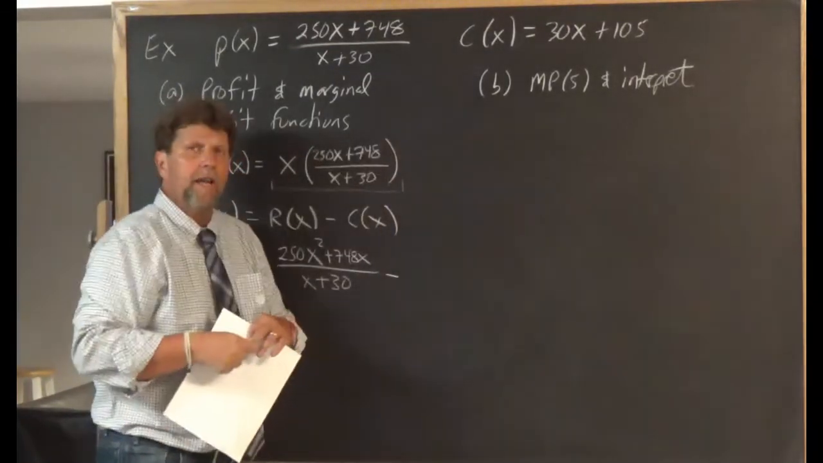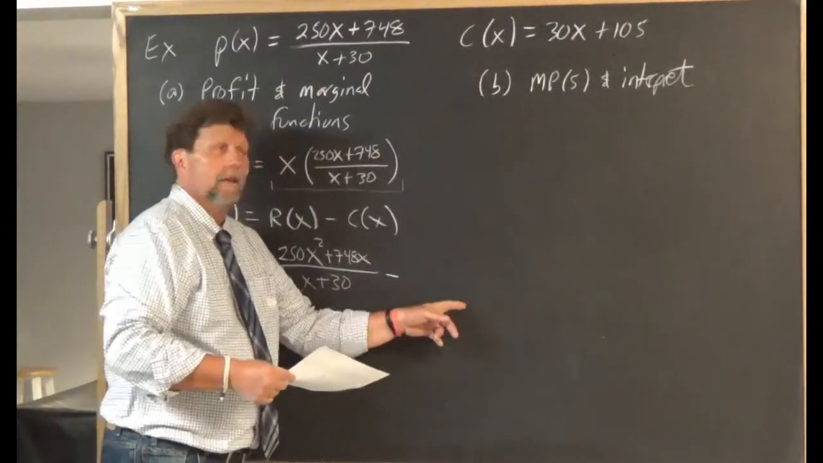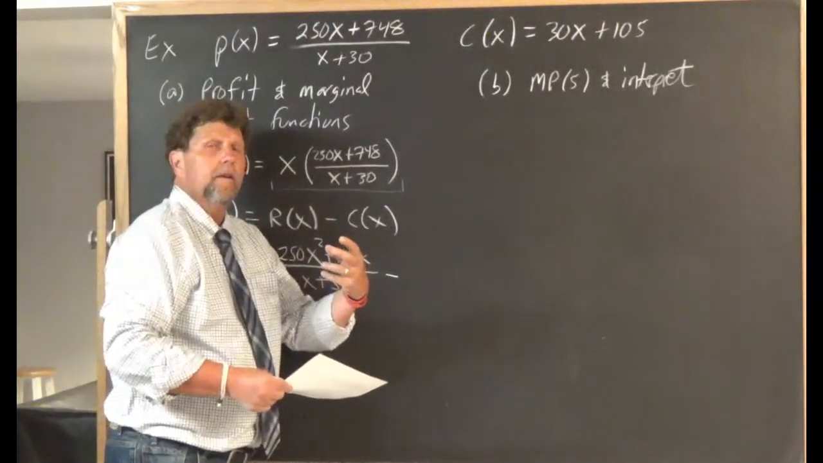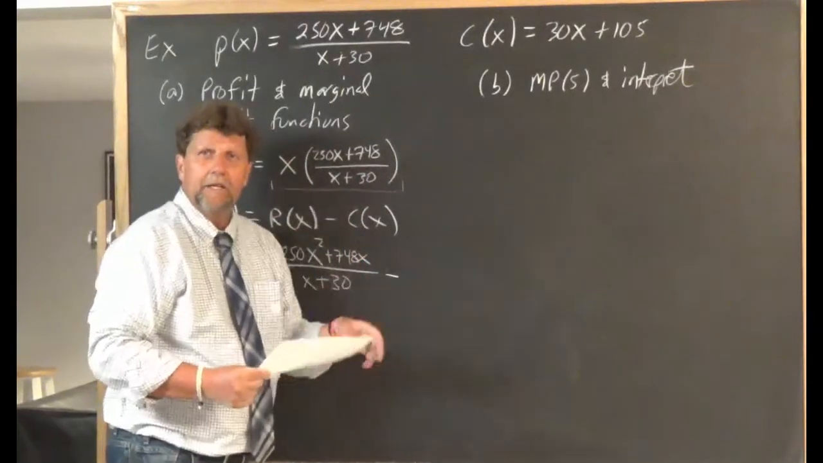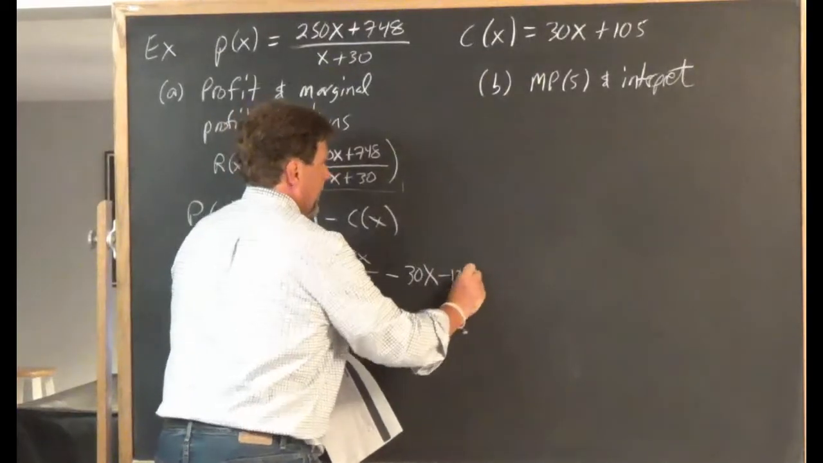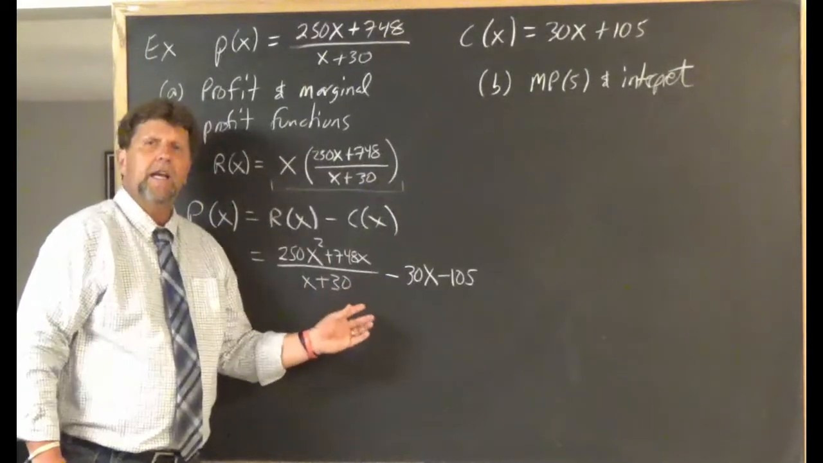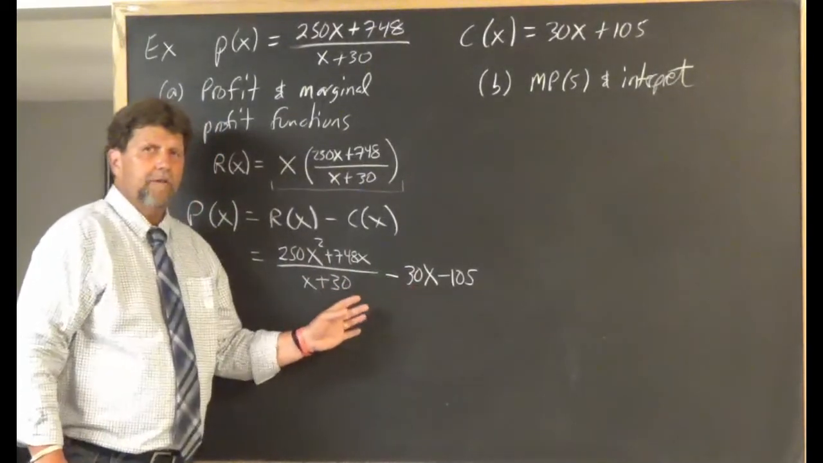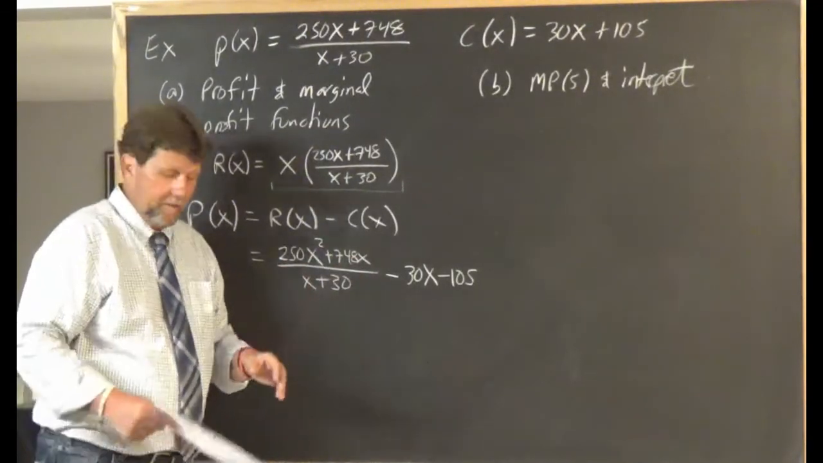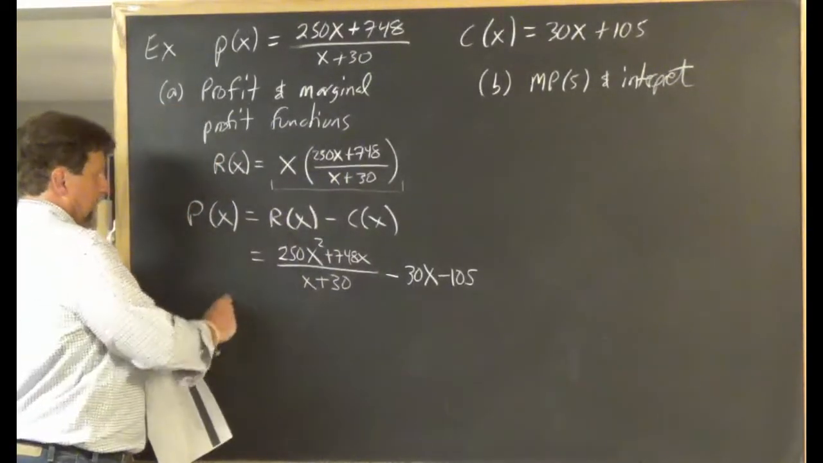Well, cost is 30X plus 105. I should put that in parentheses, minus the quantity 30X plus 105. So I've mentally put it in parentheses. Now I'm going to distribute the negative to get negative 30X minus 105. Now there are some people that would say, hey, let's get a common denominator and get one expression. I'm not one of those people. I think this is fine as a profit function. So let's get the marginal profit function. So here's profit.